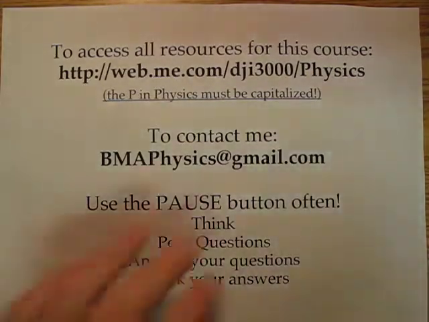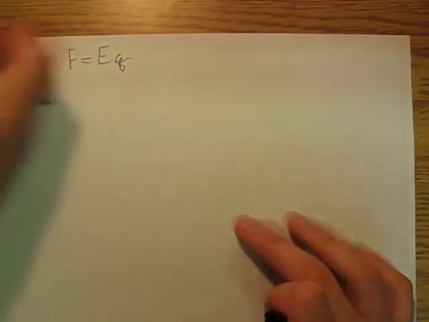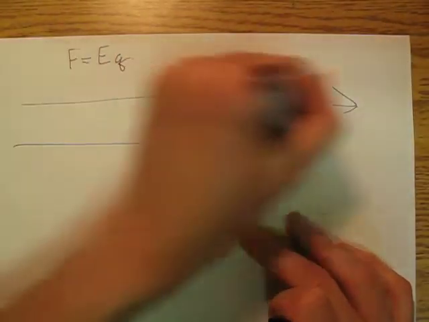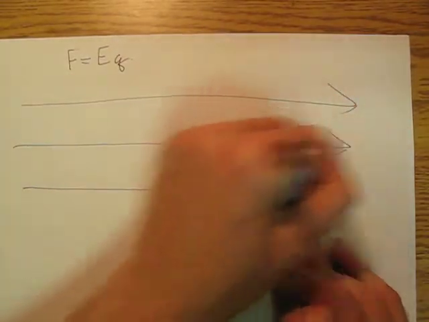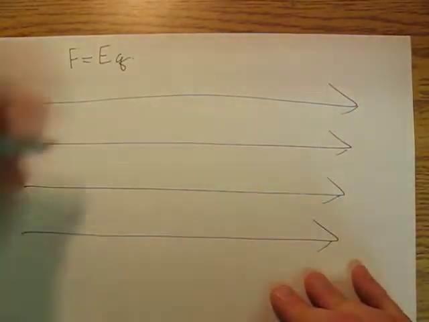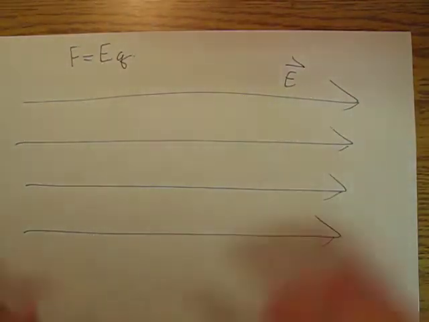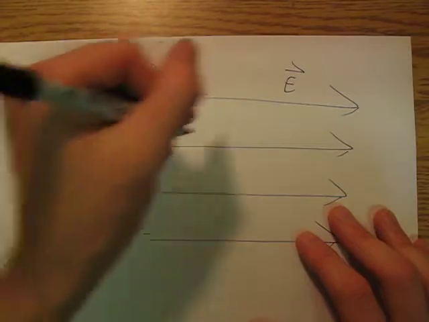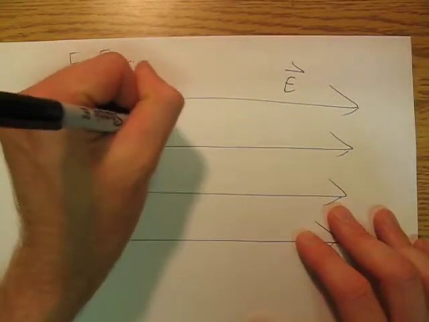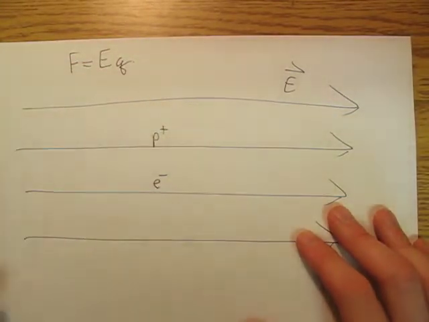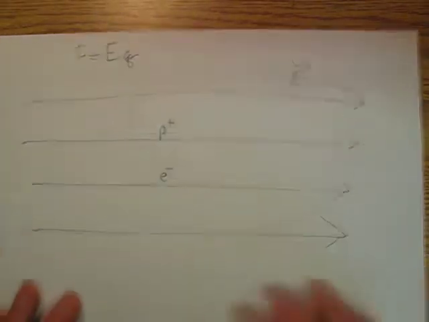And just a quick one to sort of talk about electric fields before we go on. So I've got this electric field that just sort of goes like this. And what I'm going to do is dump a proton in here, and I'm going to drop an electron in here, and I'm going to see what happens.